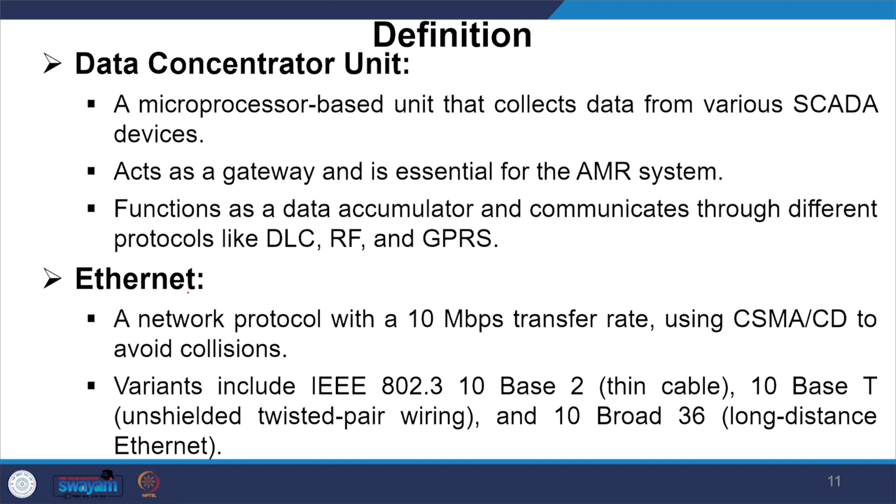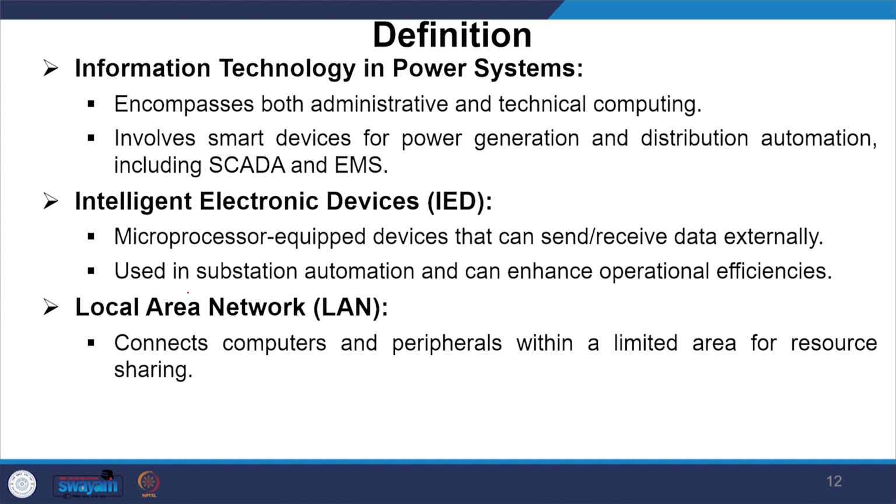Variants including IEEE 802.3, 10Base2 thin cable, 10BaseT unshielded twisted pair wiring, and 10Broad36 long distance Ethernets. Information technology in power systems encompasses both administrative and technical computing, and involves smart devices for power generation and distribution automation, including SCADA and EMS.